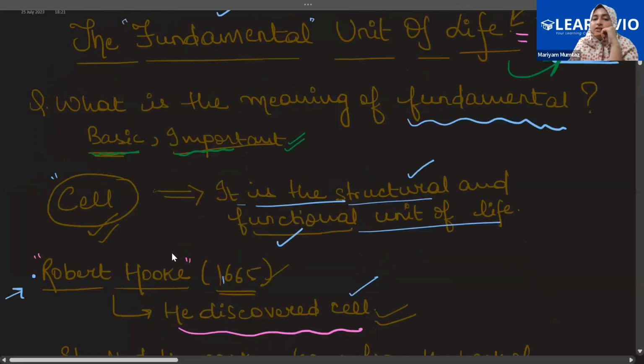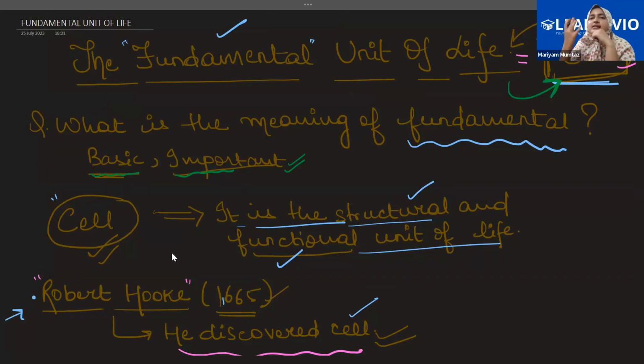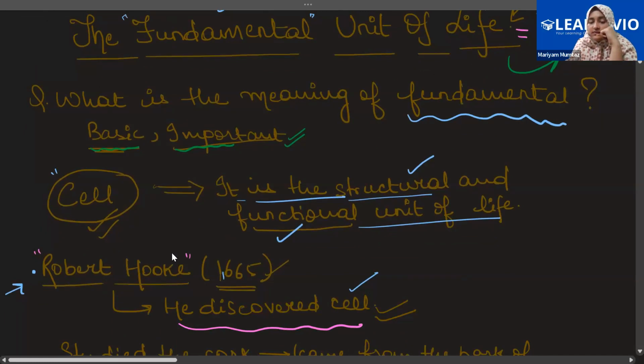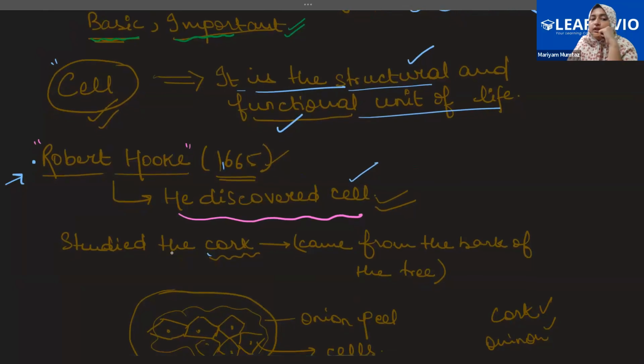Now, in the initial time when people did not know what a cell was, multiple scientists started studying it. They started studying what the cell is, what it does, and what function it performs. So the first person to discover the cell was Robert Hooke.